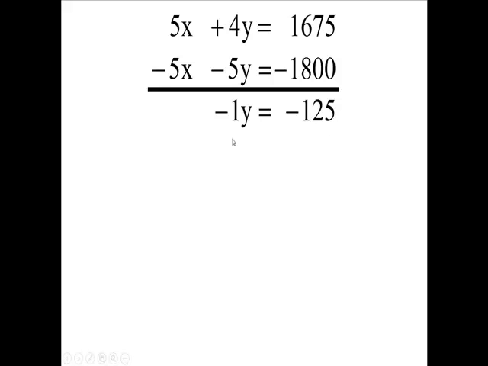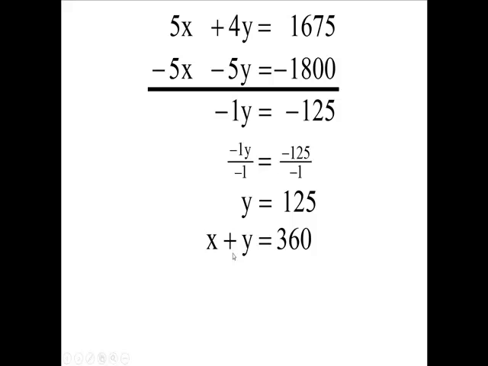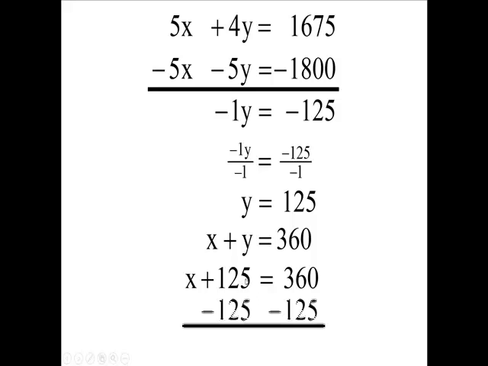So we're going to divide by the coefficient of the variable, which is negative 1, and divide the right side by negative 1. So y equals 125. Now if you want to solve it for x, remember x plus your y, which is 125, is 360. X plus 125 is 360 because y is 125. Subtract 125 from both sides. X will equal 235.